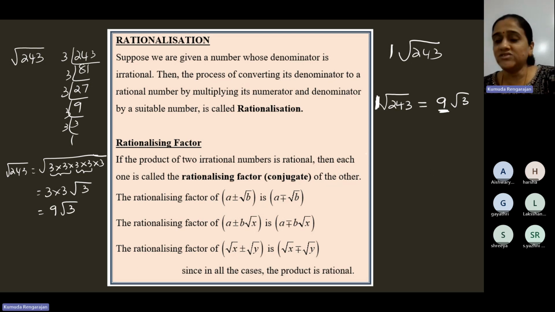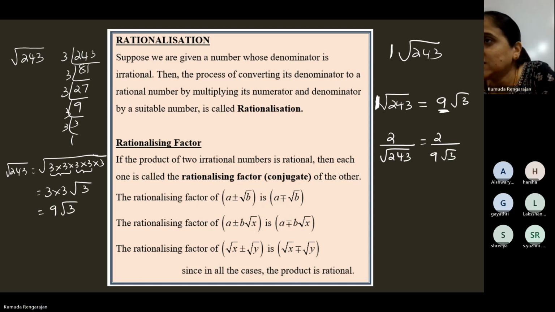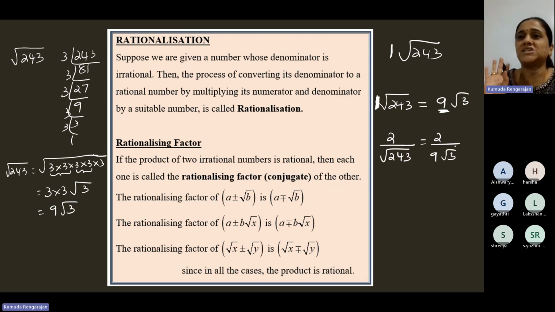So if this were in the denominator, supposing you had 2 by square root of 243, it will be 2 by 9 root 3. So what's the rationalizing factor? Root 3. Just root 3 is a rationalizing factor because 9 is already rational. It's 9 root 3, and 9 is already rational.